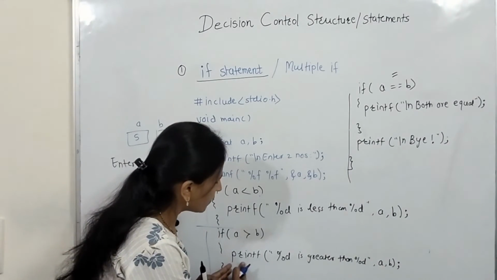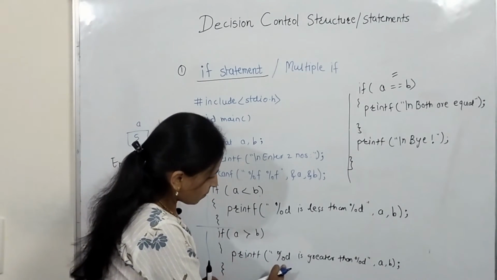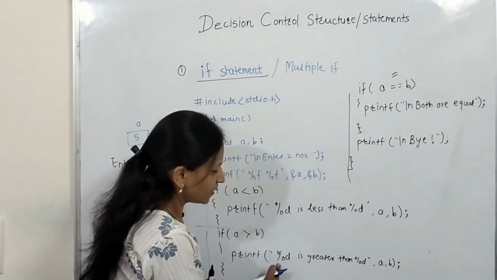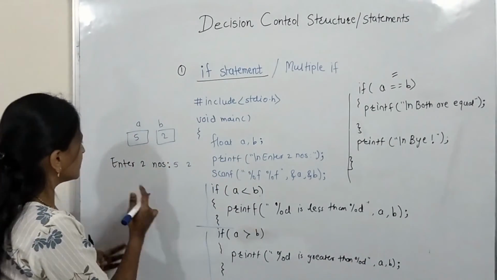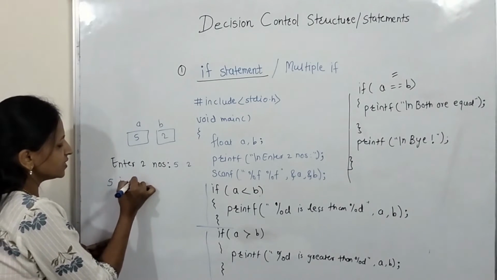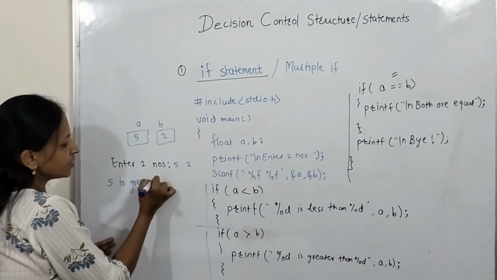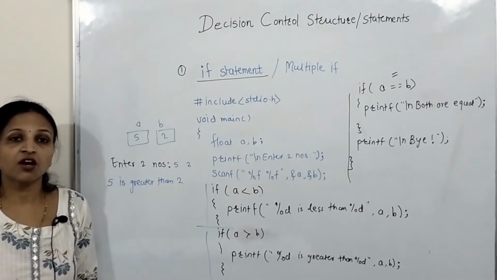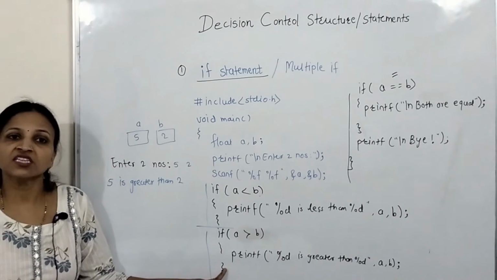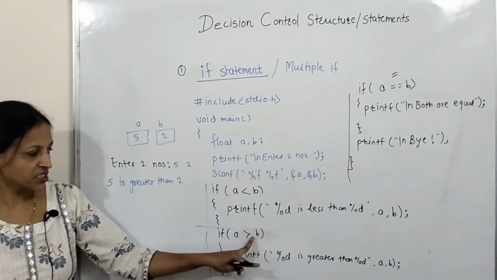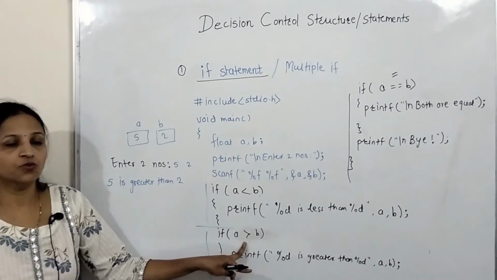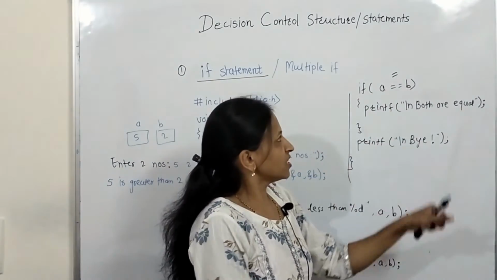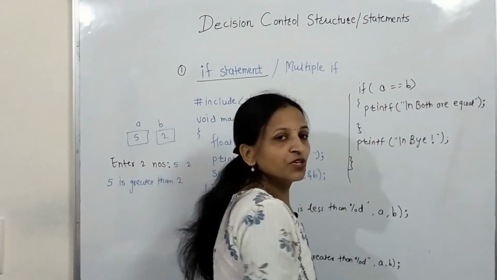Now here what will happen? Here it will display printf "%d is greater than %d", a, b. Here first a will get replaced, here b will get replaced. Means what? 5 is greater than b, means 2. This message will get displayed on the output screen after execution of this if block, because the condition inside this if is true.